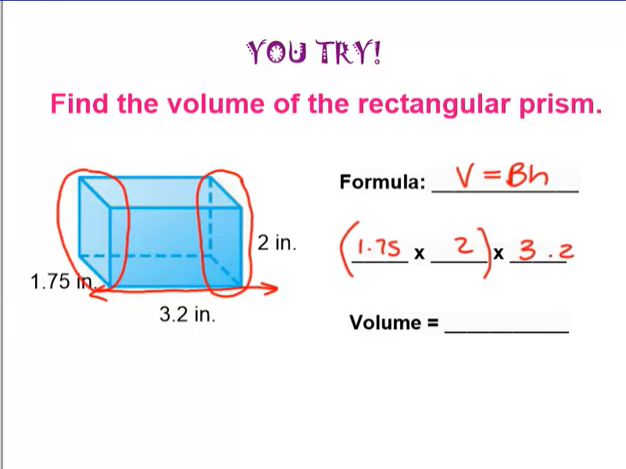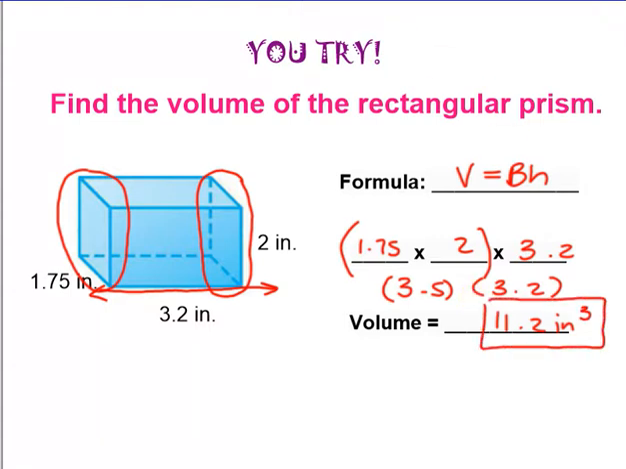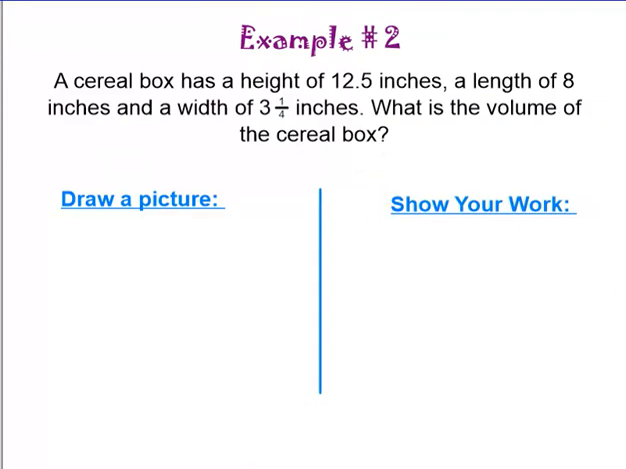Now when you do 1.75 times 2, you're going to get 3.5 times 3.2, which is going to be 11.2 inches cubed. I just realized that was a you try, but that's okay. Let's take a look at a word problem here.